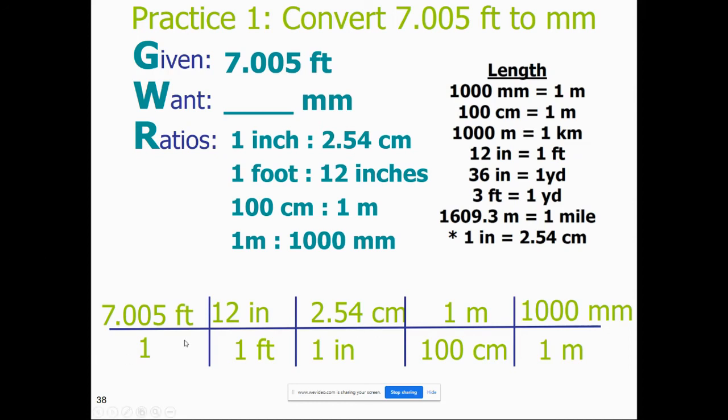Okay, so let's double check our units. Feet canceled out. Inches canceled out. Centimeters canceled out. Meters canceled out. What's left? Millimeters. What do we want? Millimeters. All right, we've set it up correctly, so we can now enter it into our calculator. You enter this into your calculator, and you get 2,135 millimeters. 4 significant figures.